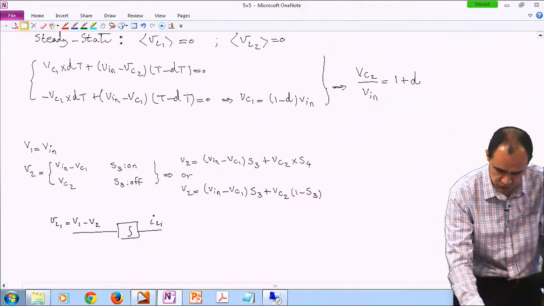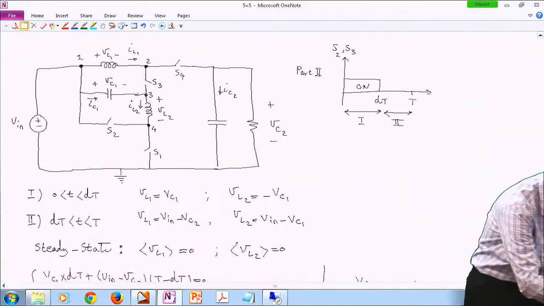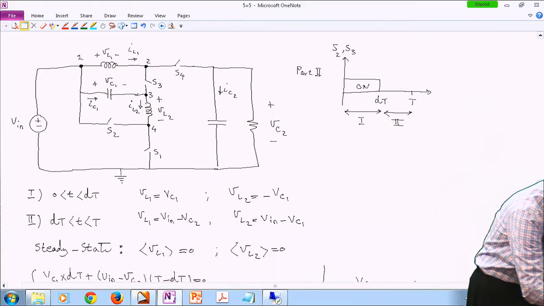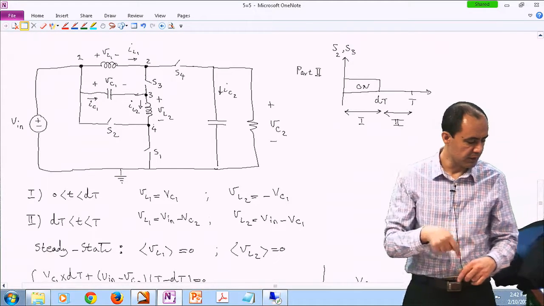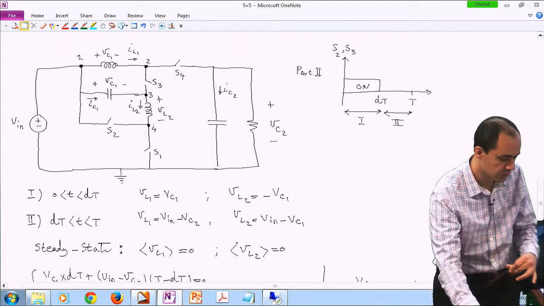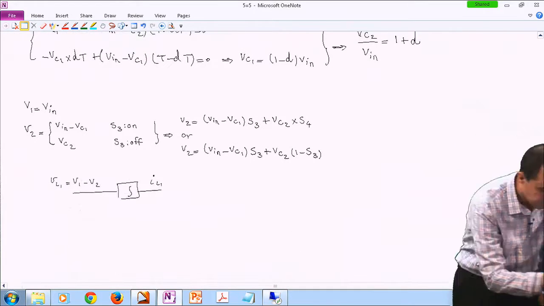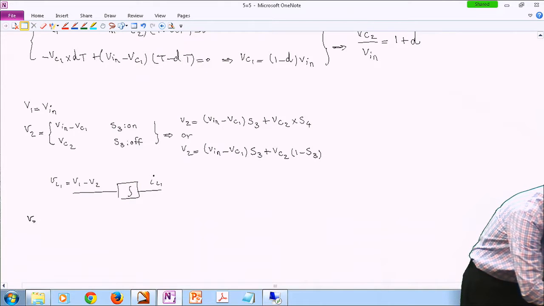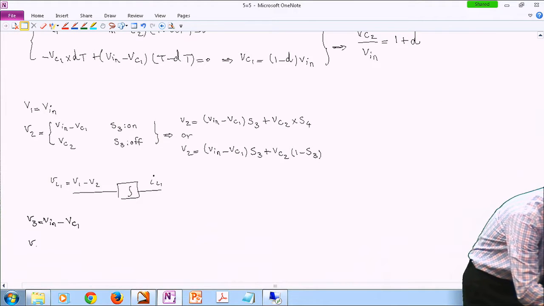So now let's focus, for instance, on the second inductor. I need the voltage of node 3, and I also need the voltage of node 4. Looking at node 3, I can find a path that goes through node 3 to the ground, which only includes VC1 and the input voltage. So V3 is Vin minus VC1. It is independent of the switches. Okay? What about the voltage of node 4?